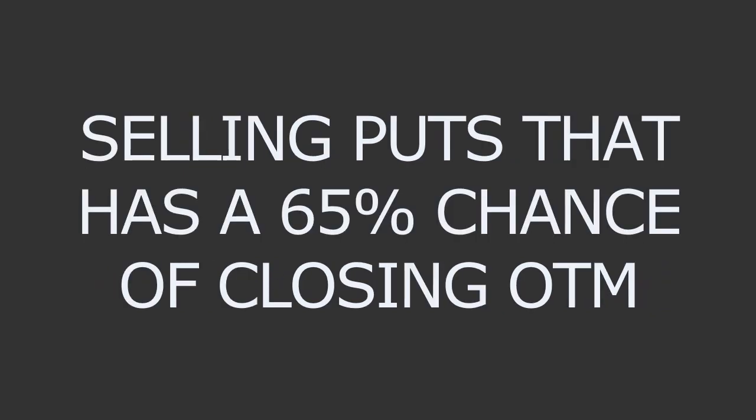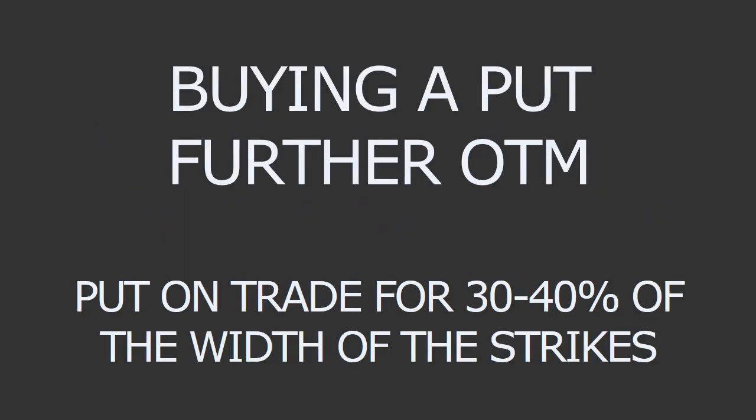So our criteria when we're choosing the options: we want to sell the put option contract that has a 65% chance of closing out of the money. We want to buy a put option further out of the money that allows us to put on the trade for 30 to 40% of the width of the strike. The examples coming up are going to help you out.